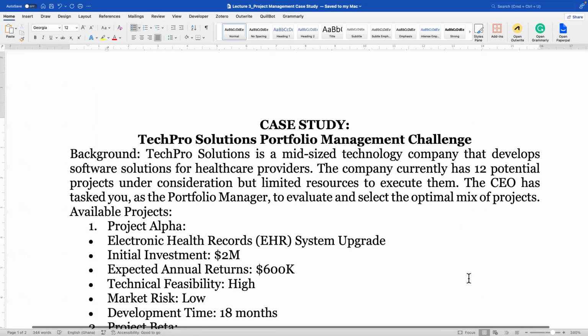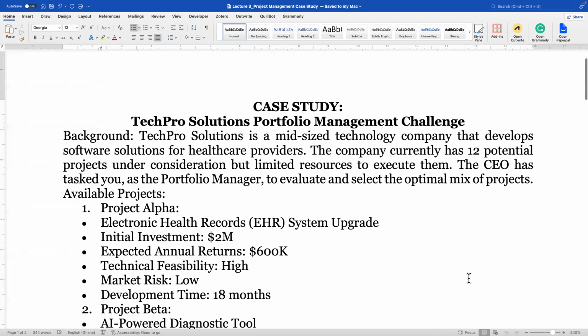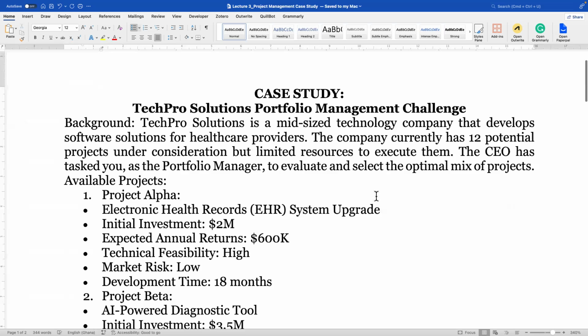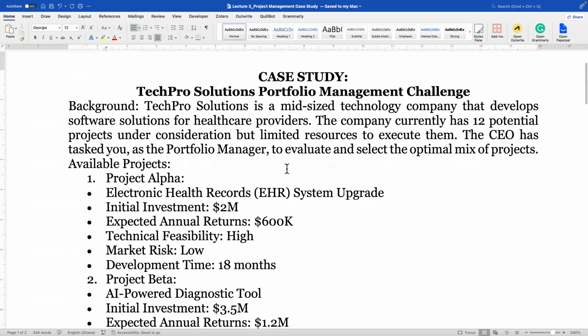I should change it to Silicon Valley Tech Pro Solutions Portfolio Management Challenge. Background: Tech Pro Solutions is a mid-sized technology company that develops software solutions for healthcare providers. The company currently has 12 potential projects under consideration, but limited resources to execute them. The CEO has tasked you as the portfolio manager to evaluate and select the optimal mix of projects available.